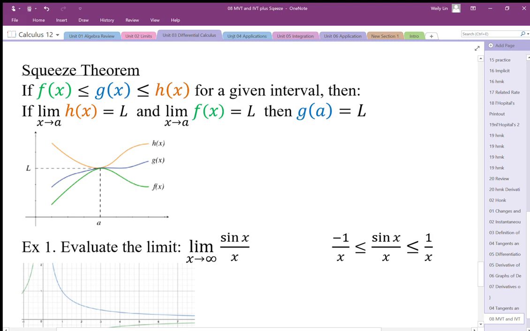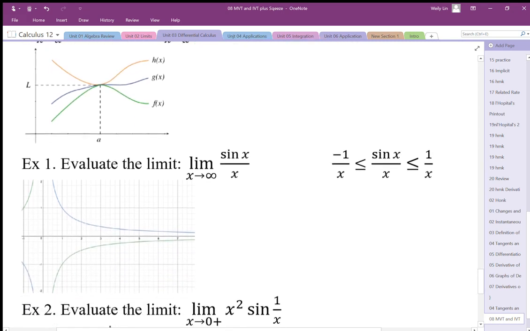So an example is this. We have sine x over x, and as x goes to infinity we have a bit of a problem, because sine of infinity can't be defined. We just know that it's going to bounce between -1 and +1. So that's a bit of a problem. Sine x can't be defined.